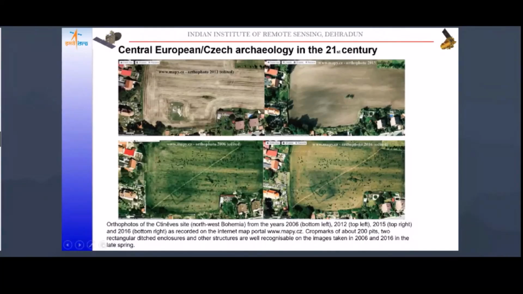Similarly, here we see another site in the Czech Republic, a Central European country, from 2006 to 2012 to 2015 and then 2016. So here it can also be seen on this portal. Crop marks of about 200 pits can be seen here in these images of 4 different dates.